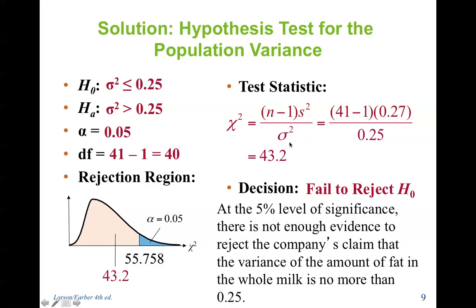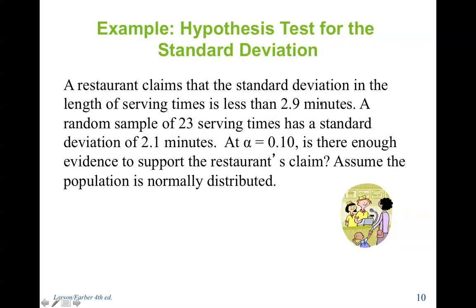Now this is all variance because if you notice, S is squared and sigma is squared, okay? If we're going to do standard deviation, it's a little different, so let's practice one of them. A restaurant claims that the standard deviation in the length of serving times is less than 2.9 minutes. A random sample of 23 serving times has a standard deviation of 2.1 minutes. At alpha equals 0.1, is there enough evidence to support the restaurant's claim?